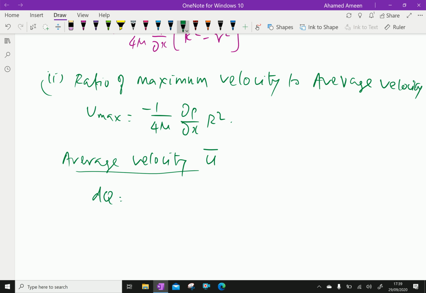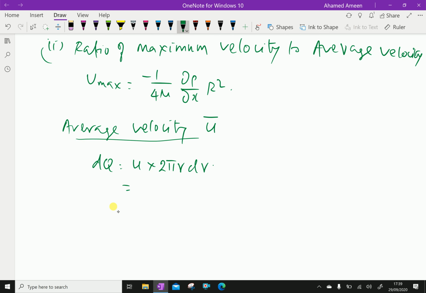dQ, that is the fluid flowing per second in an elementary ring, which is equal to the velocity at radius r and circumference 2 pi r dr. So we use this u as already 1 by 4 mu dou p by dou x, R squared minus r squared, into 2 pi r dr.